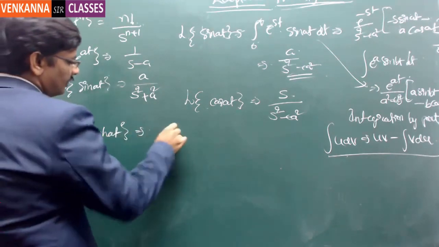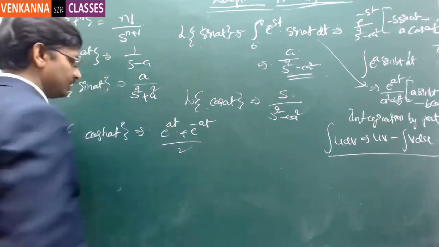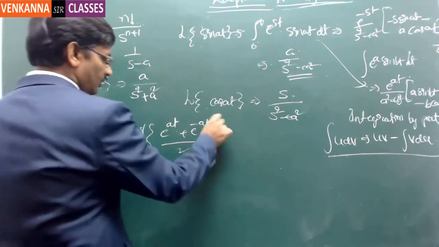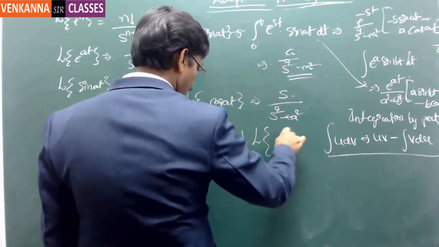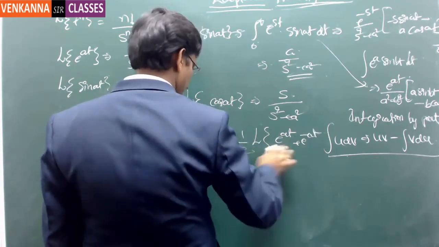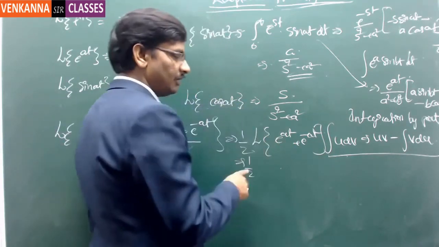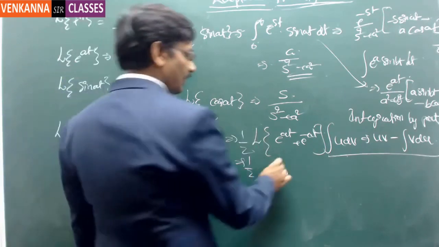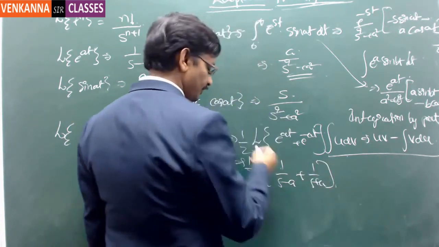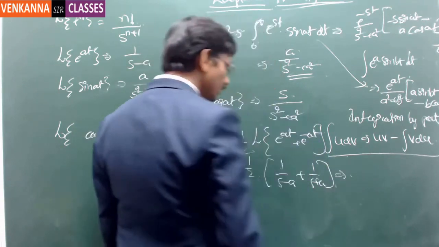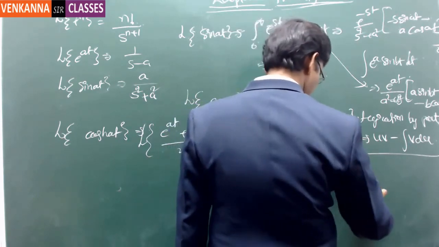Cosh at is nothing but e power at plus e power minus at by 2. So for this, you need to find out the Laplace transform. This is nothing but 1 by 2 into Laplace transform of e power at plus e power minus at. For this Laplace transform, you can use the first shifting property. E power at is nothing but the Laplace transform of 1 with a shifting of a. So that is 1 by s minus a plus 1 by s plus a. This is the Laplace transform. If you simplify this, it is s by s square minus a square.